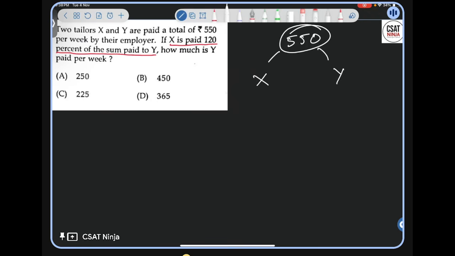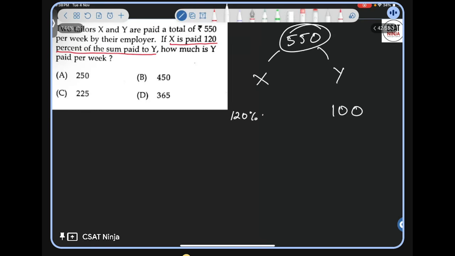Whenever you are comparing two terms, and there is a percentage included and the value of the other term is not given, always assume that one is 100. That is the easiest approach. So I'm assuming Y is 100, and the question says X is paid 120% of the amount that is paid to Y. So 120% means 120 over 100. That means X is paid 120 and Y is paid 100.